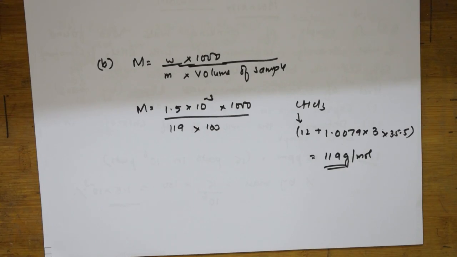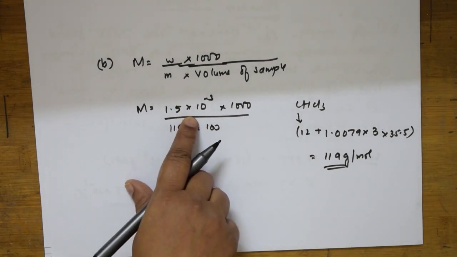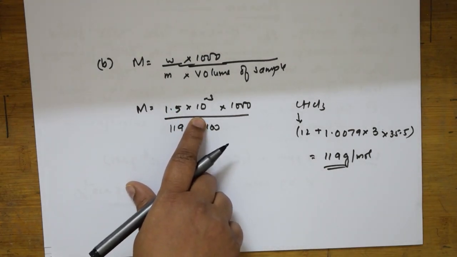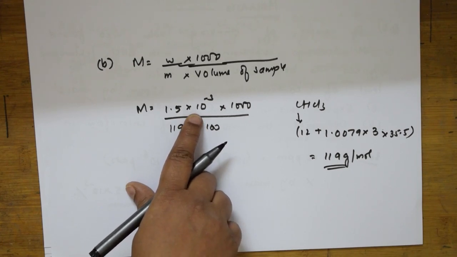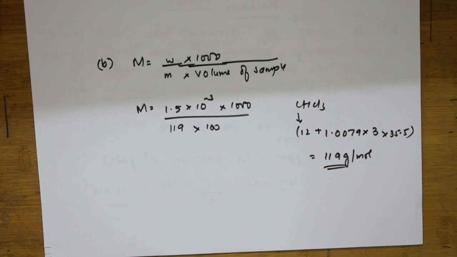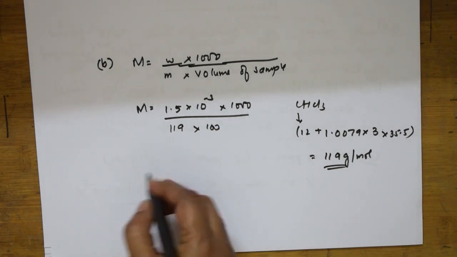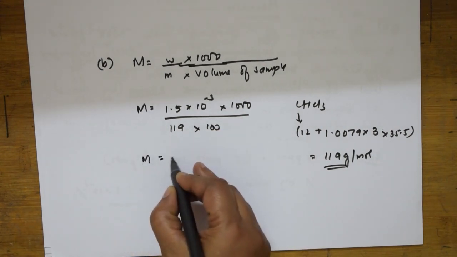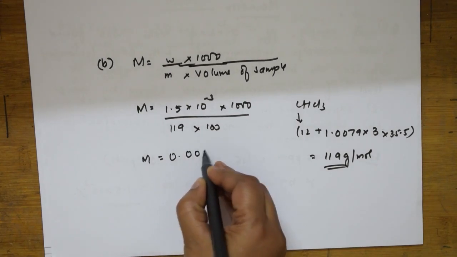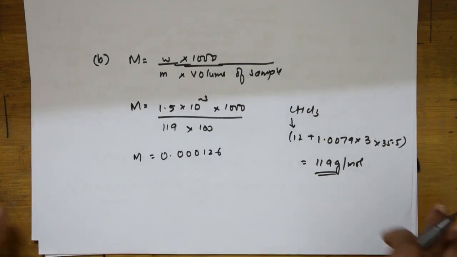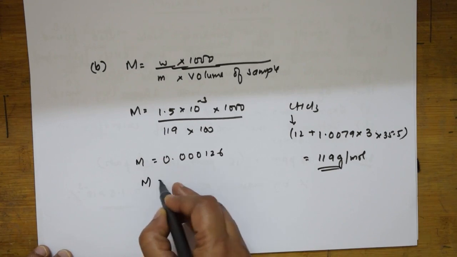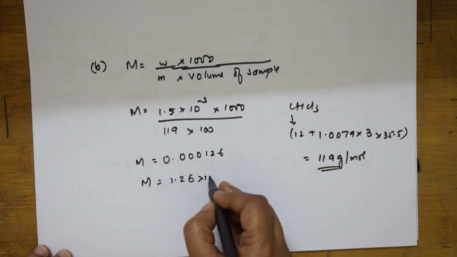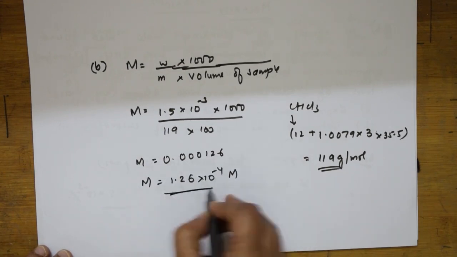So why did I take this? Because 1.5 into 10 raised to the -3 means 1.5 into 10 raised to the -3 grams are present in 100 grams of sample. That is what parts per million is. That is why I've taken 100 here. When I solve this molarity, I get an answer of 0.000126, that is, molarity is equal to 1.26 into 10 raised to the -4. Hope this is clear to you all.